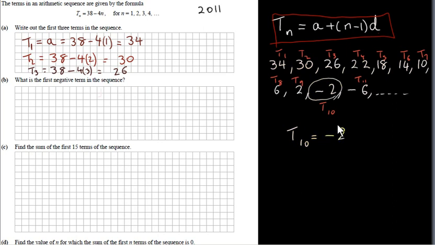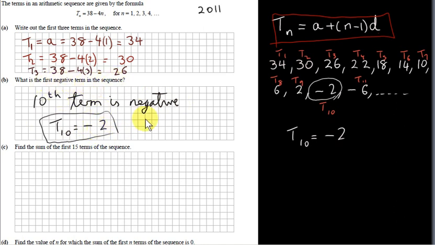So the 10th term is negative. We actually want the 10th term, so our answer is minus 2. So the first negative term in the sequence is minus 2. The second negative term in the sequence would be minus 6.